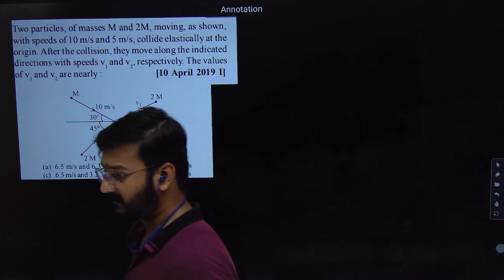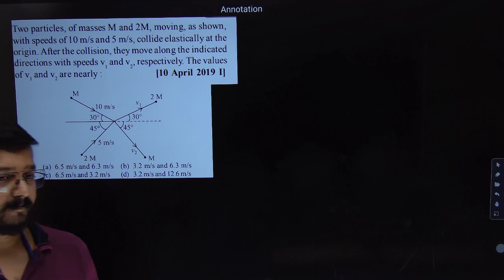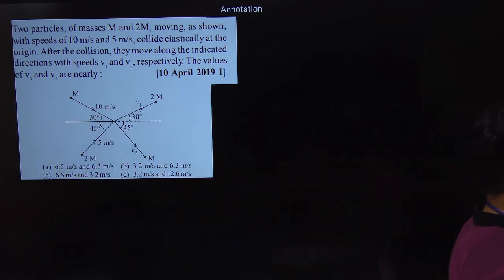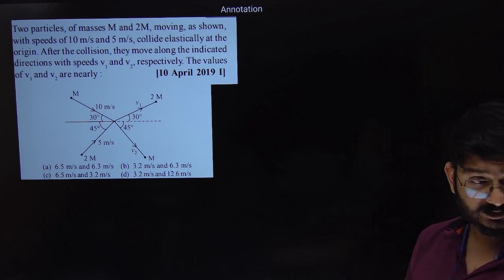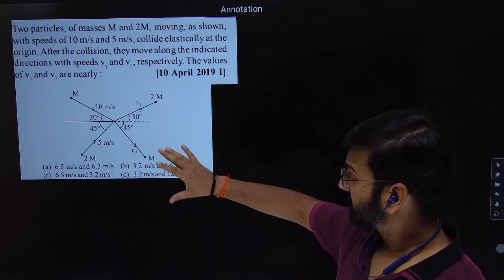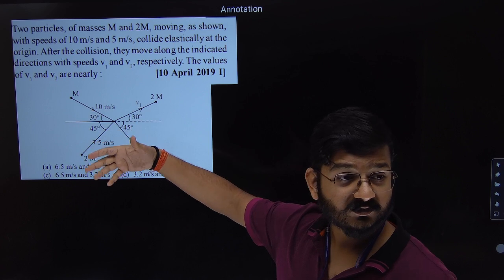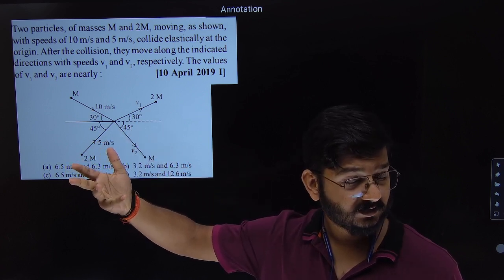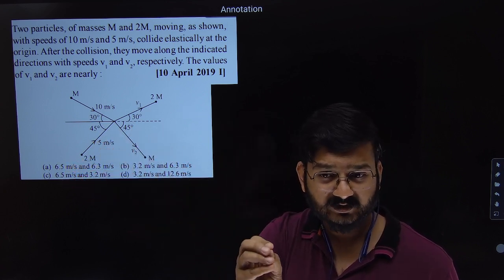Draw the figure. All of you draw the figure. I'll give the hint. All of you listen to me. I want you guys to solve it. This is basically a case of called oblique collision. What is the meaning of oblique collision? Let me explain in very simple words.